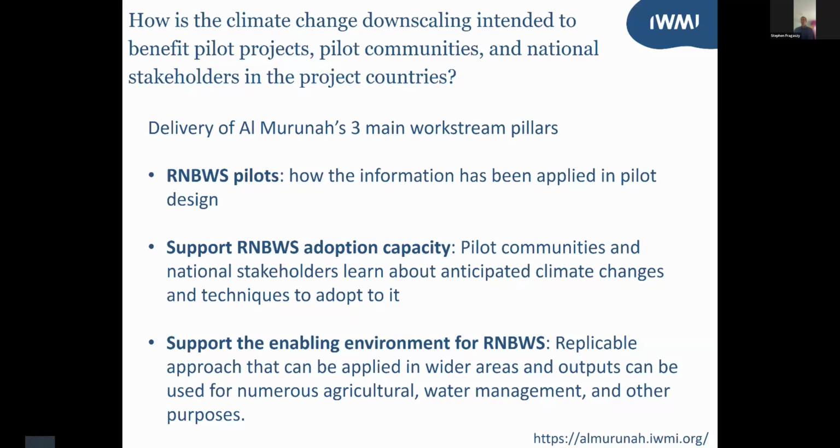It's also being integrated into the project's capacity building for pilot community and national stakeholders, all of whom will be learning about anticipated climate change and techniques to adapt to it. And finally, the downscaling is going to support wider RNBWS, agricultural and water management planning and implementation. The modelling approach that we've employed is easily replicable and can be used in wider areas and for other purposes. Final slide, please, Vasudha.